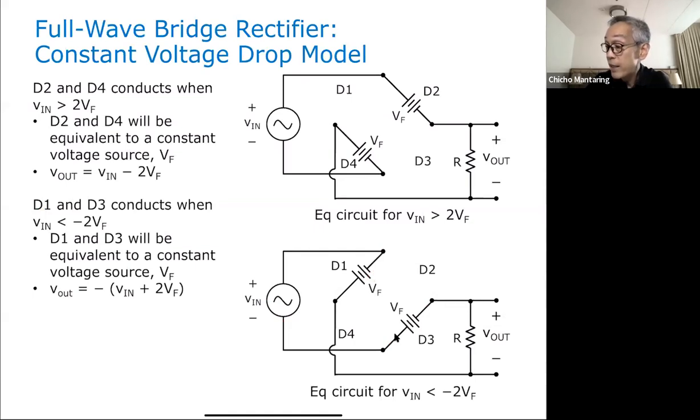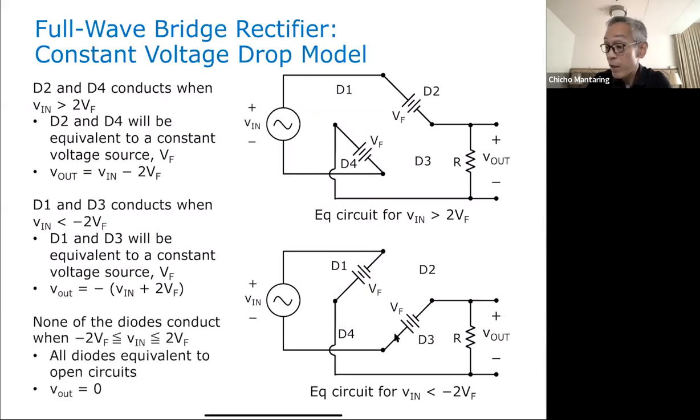Okay, so I have now two batteries in series. My output is now negative of V sub in plus 2 V sub F. And you can figure that out if you do a KVL here. If I do a KVL here, I'm going to get V sub out is equal to minus V sub F minus V sub in minus V sub F. So that's minus V sub in minus 2 V sub F. Now what about when V sub in is between negative 2 V sub F and 2 V sub F? Then all my diodes are not conducting. They are open circuit. My output is isolated or hanging, and my output voltage will be equal to zero.